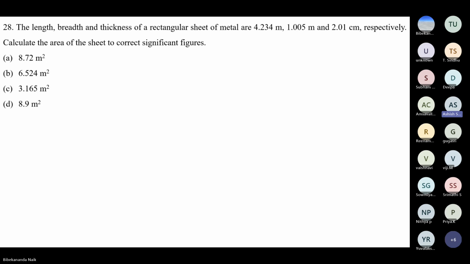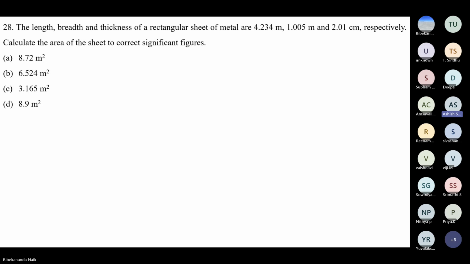Hello, sir. Yes. Sir, option A is correct. Yes, good. Option A is correct. So anyone, why will option A be correct? Can you tell me? Yes, sir. Option A is correct. Sir, why option A? Yes. I have used the formula of surface area.